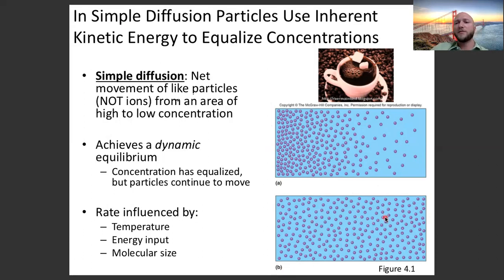Now, are these particles still moving? Absolutely. All of these sugar molecules are bouncing around all over the place. Over time, this particle right here might bounce around and end up over here. They're always moving, but they're also always at an equilibrium, even concentration. There's a dynamic equilibrium. Concentration is equalized throughout the chamber, but particles continue to move. The rate at which it achieves this dynamic equilibrium is influenced by temperature, energy input, so that would be using a spoon to stir your coffee, and also molecular size. The larger the molecule, the slower it's going to achieve it.